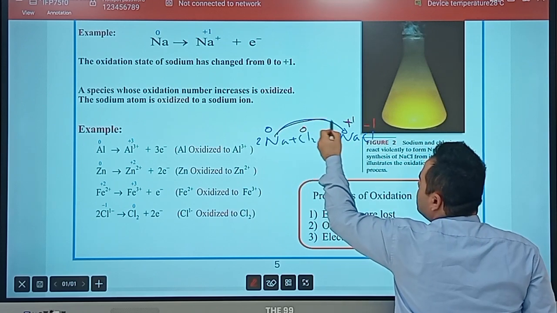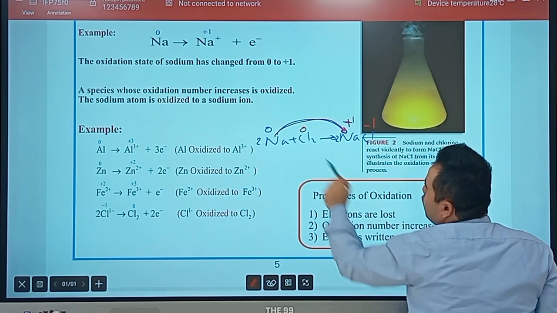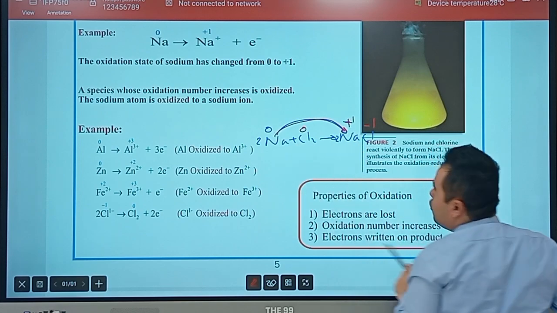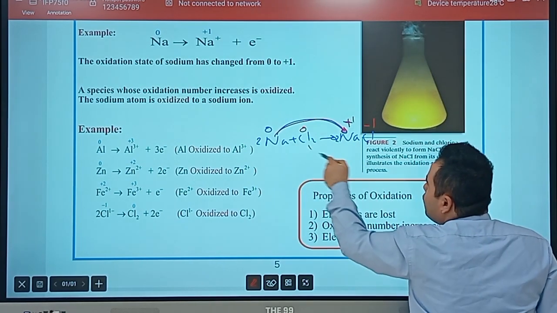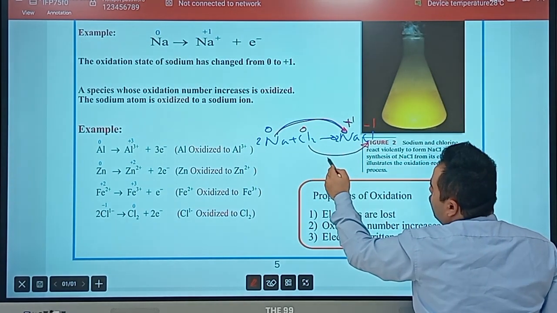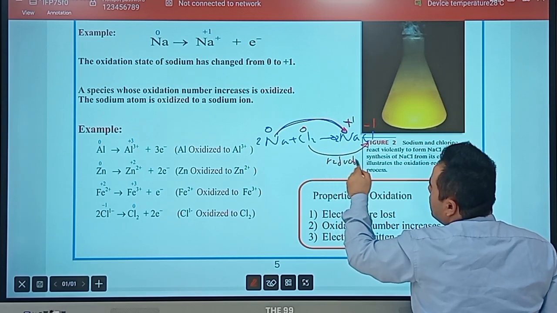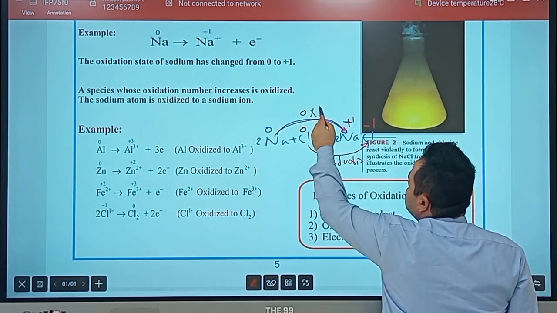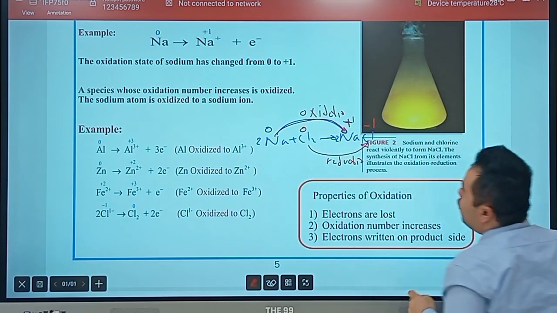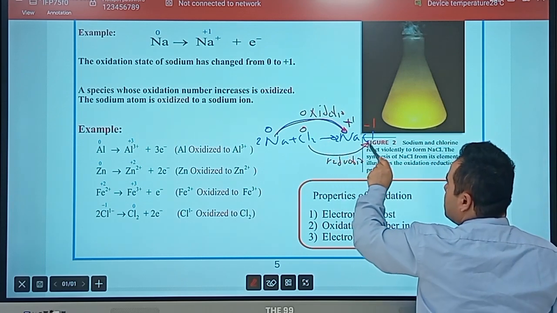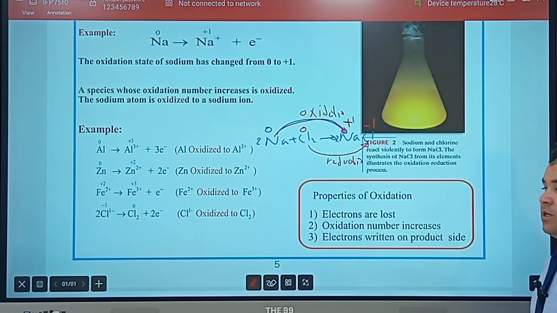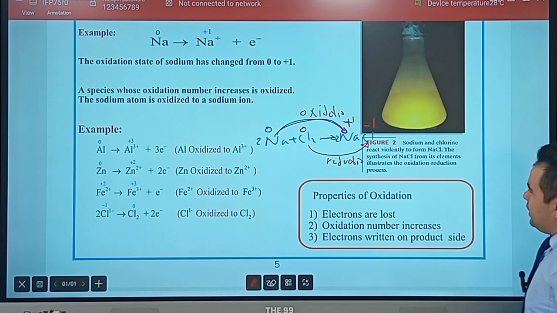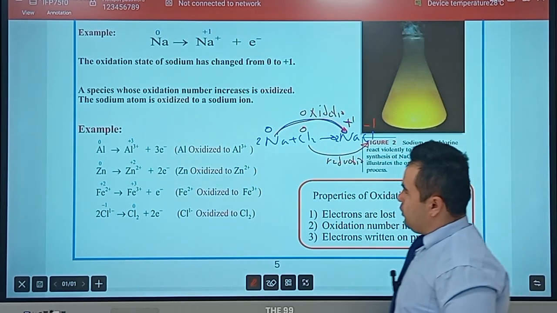So what happens to the Na? Oxidation. Why? Because there is an increase in the oxidation number. About the chlorine, there will be a reduction on the chlorine and oxidation on the sodium. Why? Because in reduction there is a decrease in the oxidation number of the chlorine from reactant to product.